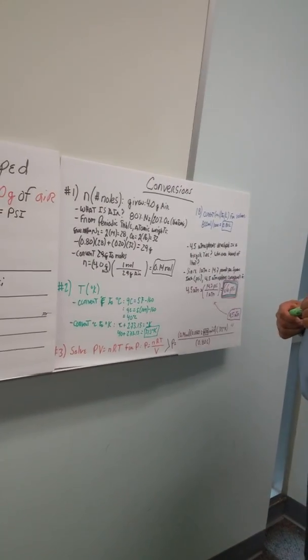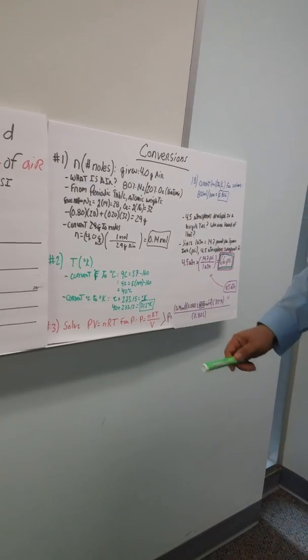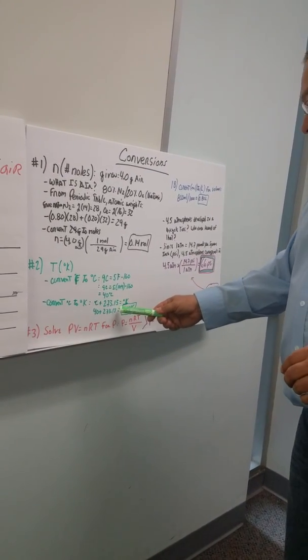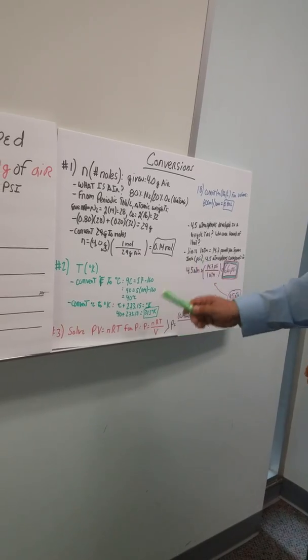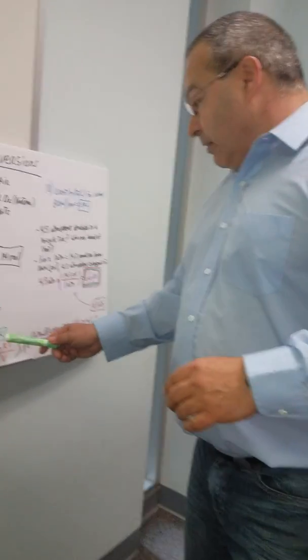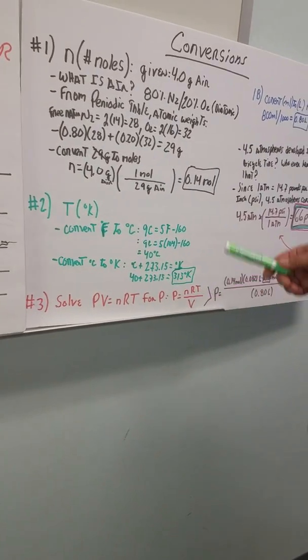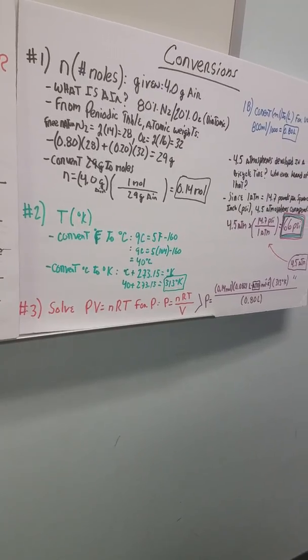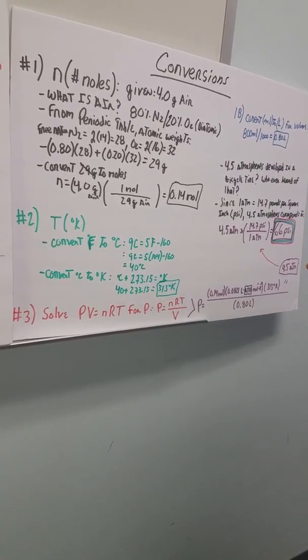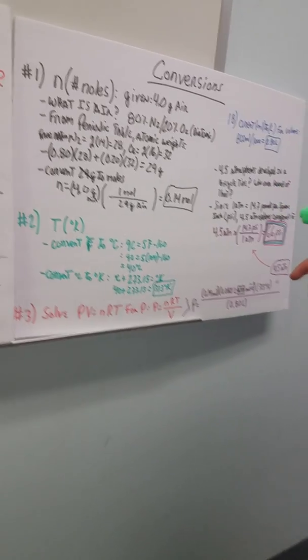Now, to come up with Kelvin, we simply add that 40 degrees centigrade to 273.15. Lo and behold, now we have 313 degrees Kelvin. So now we have all the useful information we need to input into our gas equation, okay?